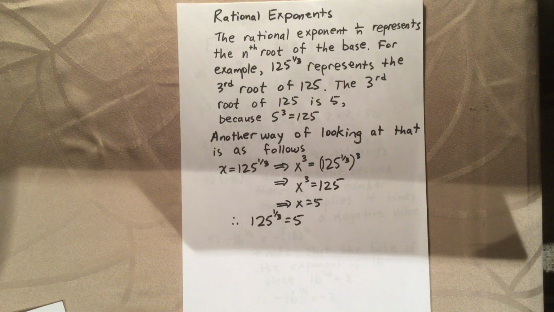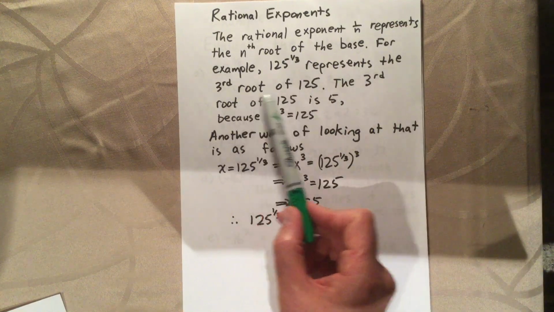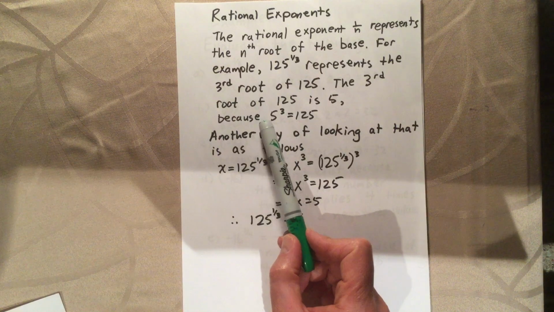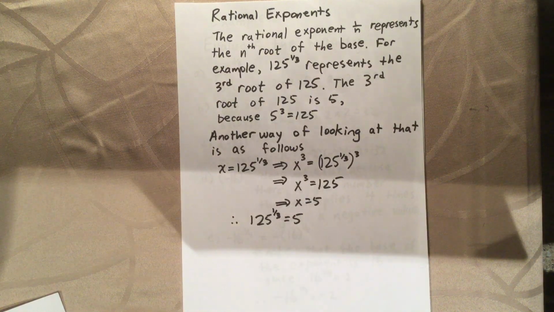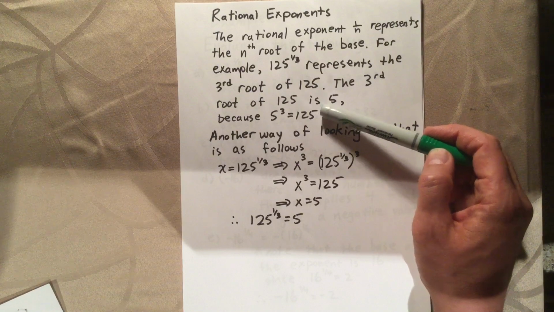Rational exponent 1 over n represents the nth root of the base. So for example, if I ask you the value of 125 to the exponent 1/3, that's like saying to you the third root of 125. The third root of 125 is 5 because 5 times 5 times 5 is 125. So if I'm asking you for the third root of something, I'm saying what number multiplies itself 3 times, for instance 5 times 5 times 5, to give you the base. So again, the third root of 125 is 5 because if I multiply 5 3 times, I get 125.